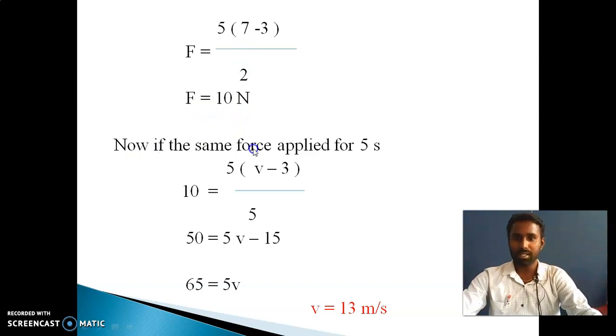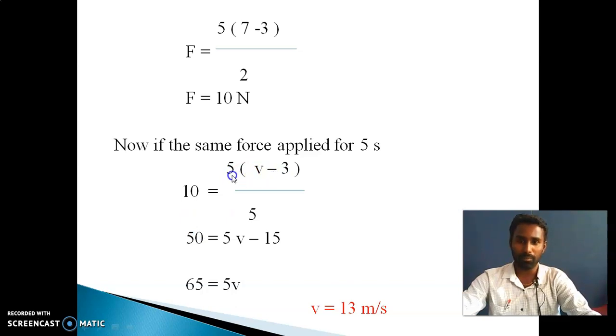The next one: now if the same force is applied for 5 seconds, that means the same force. What value did we find? 10 Newton. You have to write 10 here, and the mass will not change, 5, and V means final velocity. For this 5 second same force, they asked what the final velocity will be. So in that case V minus 3 divided by 5. Time we have to write as 5 instead of 2. So 10 into 5, this 5 will go that side, 10 into 5 is 50.